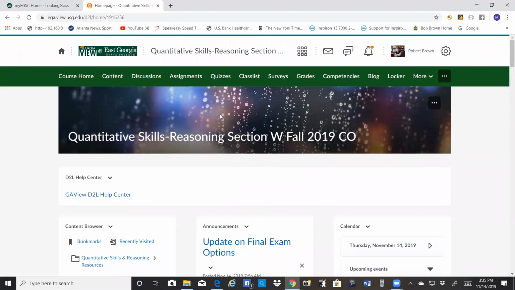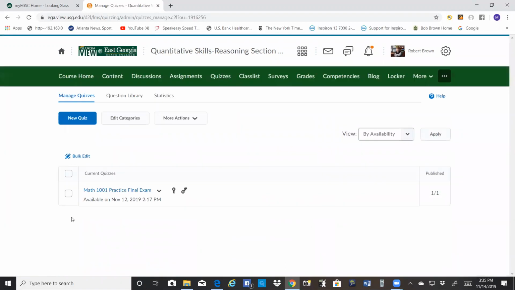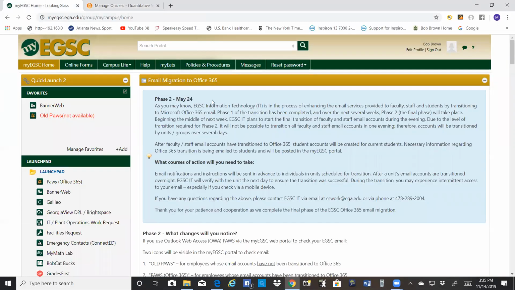But to take the practice final, to get yourself ready, go into quizzes. And notice I've already got a Math 1001 practice final. You go in there and you will take the test. There is a password that I put on there that you can have, and it's EGSC in lowercase. That's in the information I've already sent out to you. So you can take the test at least, I think it's 3 or 4 times. And I will show you in a moment what I plan to do, give you some extra points if you do that.